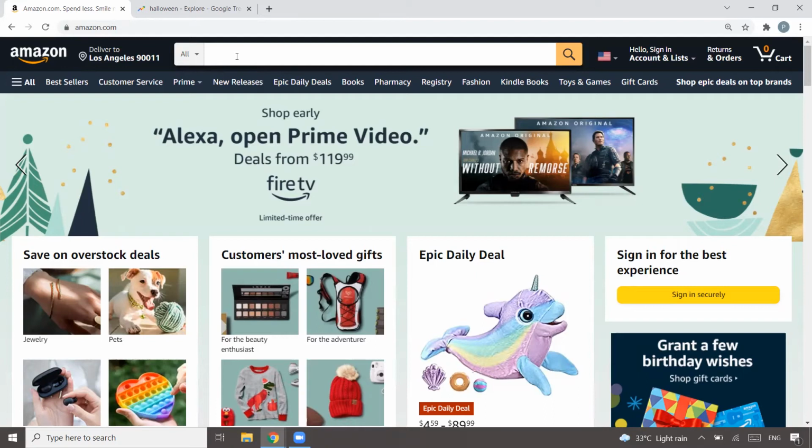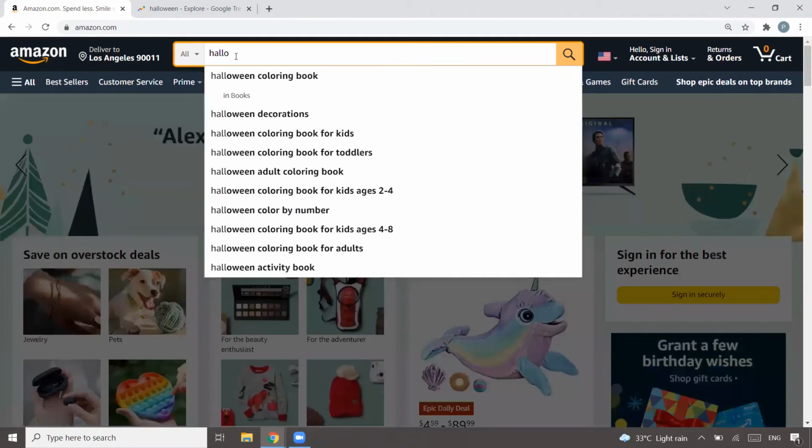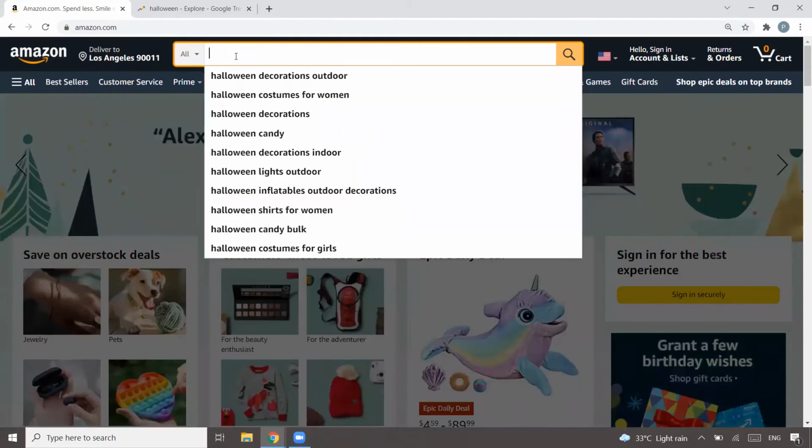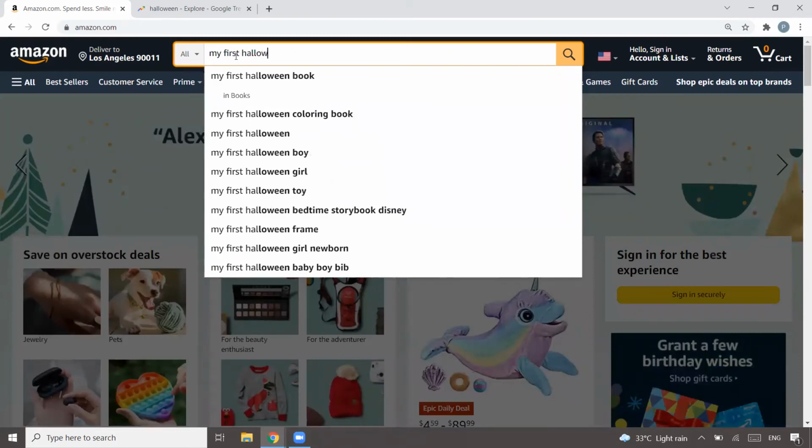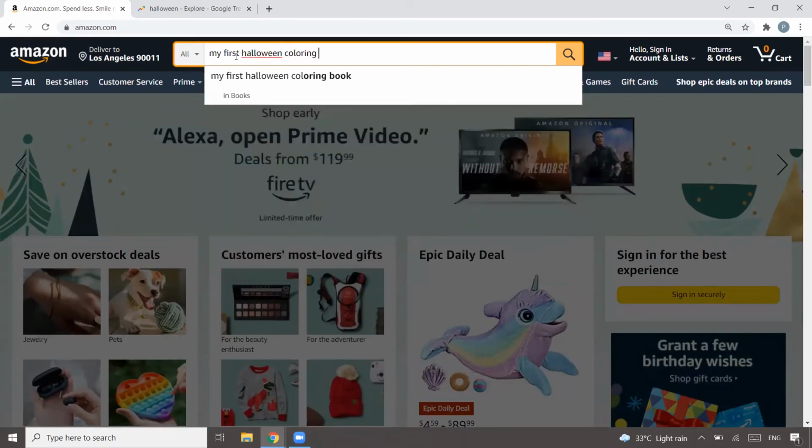And let's see how it helps us to have our first KDP sale and a better chance of having more sales. So I'll show you how it works over here on Amazon. Let's search for Halloween. Okay, let me search for some other book. My first Halloween coloring book.